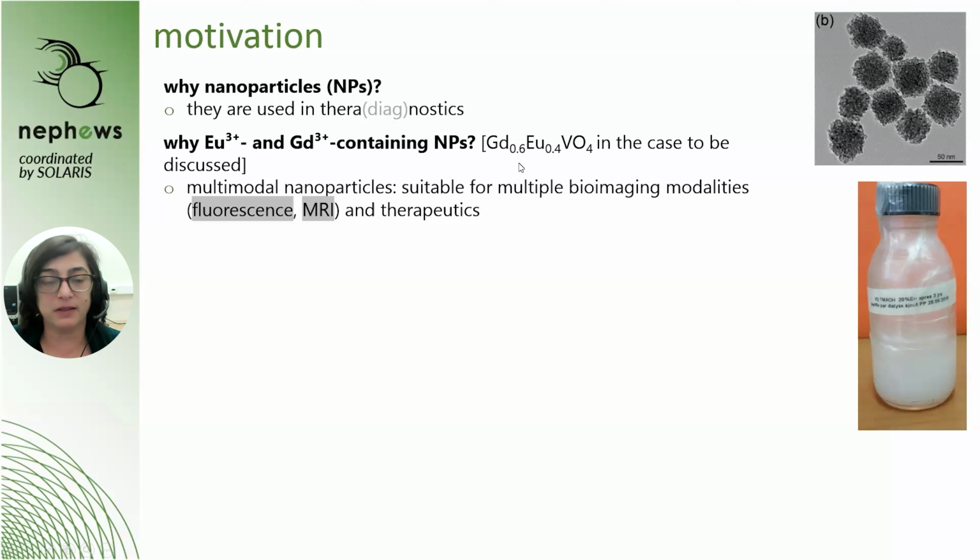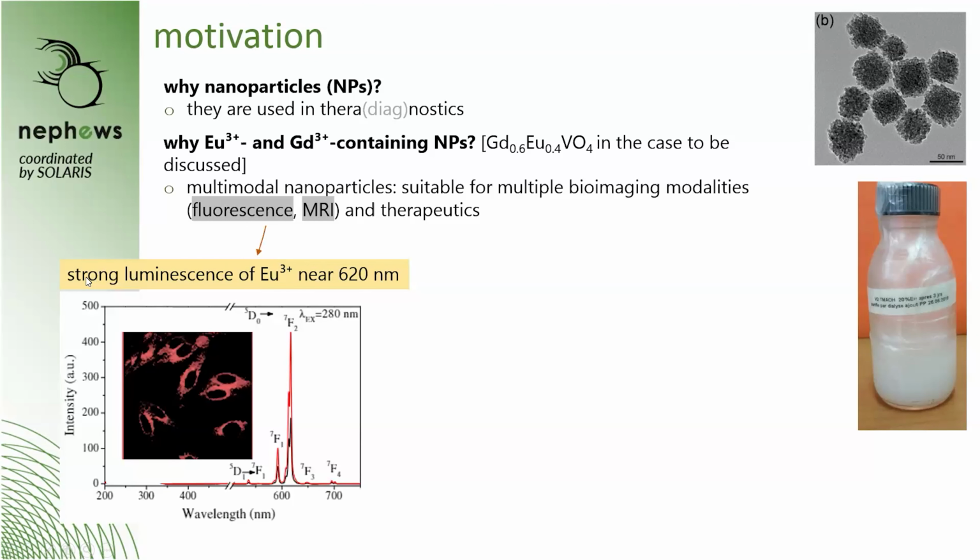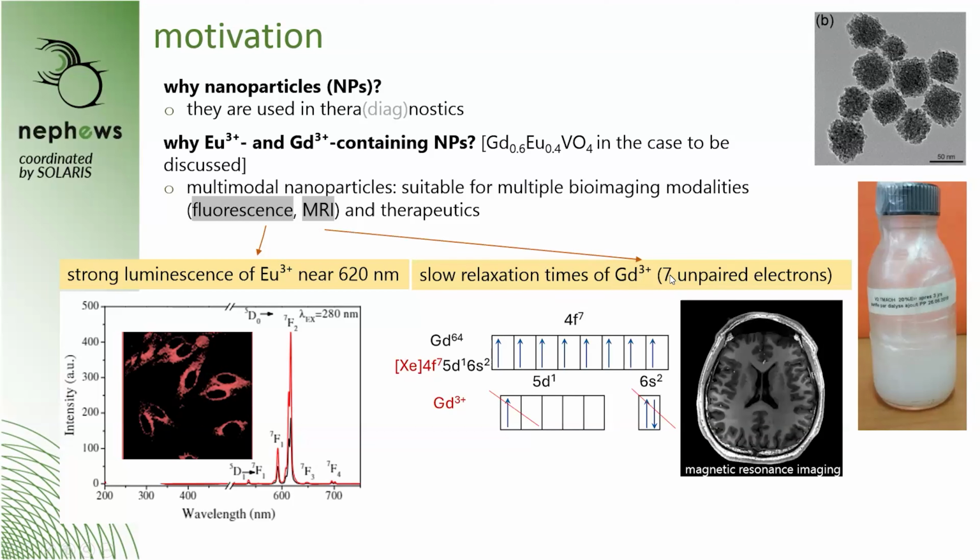I'm going to present applications of gadolinium, europium vanadate nanoparticles, and they are attractive because they are suitable for multiple bioimaging modalities. For example, europium exhibits strong luminescence in the red part of the visible spectrum, and it is suitable for fluorescence imaging, whereas gadolinium, with 7 unpaired electrons, has attractive magnetic properties, and it is used in magnetic resonance imaging, in MRI.